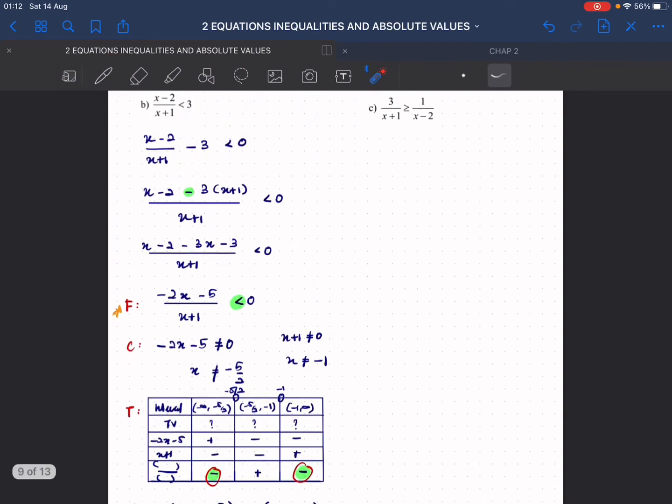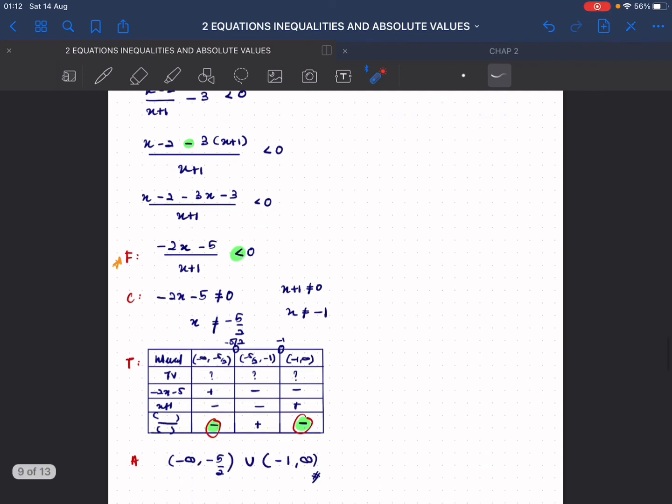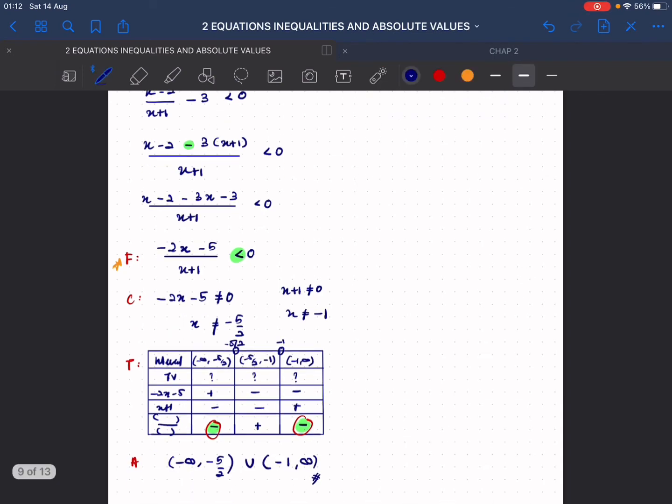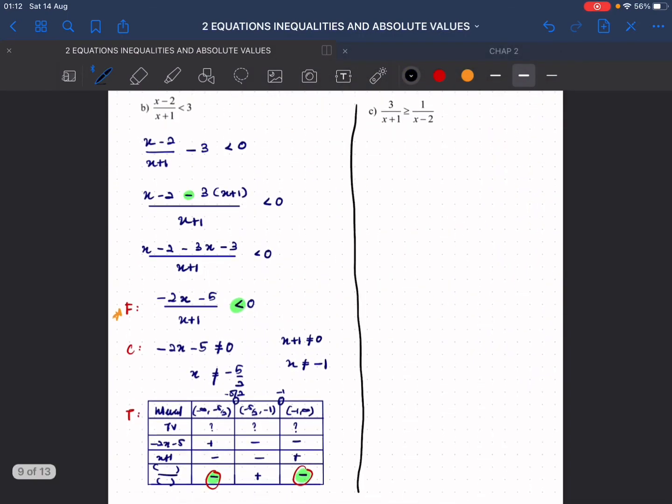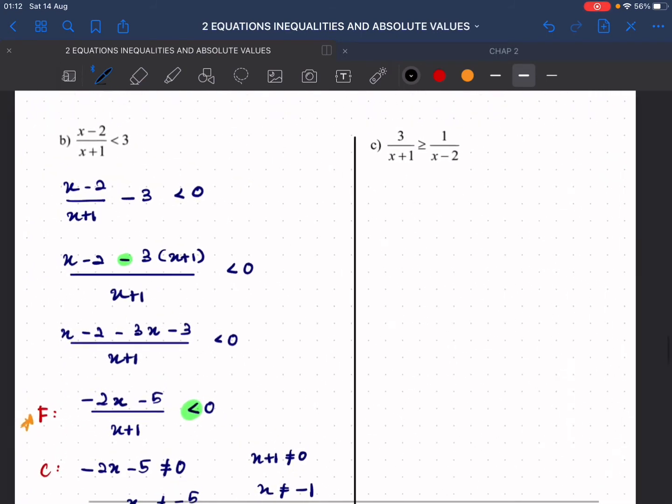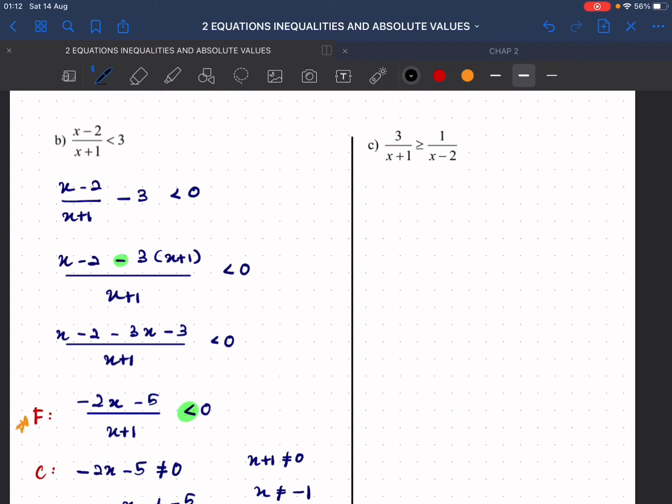So moving on to the next example. So before that, let's pause the video and you try sendiri dulu sebelum kamu tengok apa yang saya buat. Okay, so now we have 3 over x plus 1 greater than or equal to 1 over x minus 2, which is we have rational. Okay, tapi kita tak ada nombor macam ni.